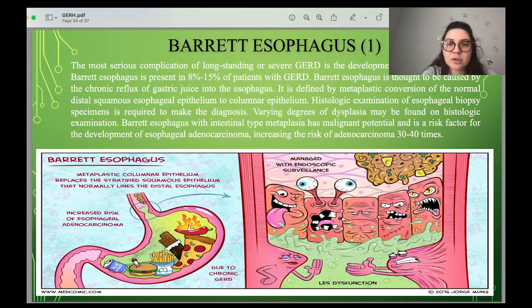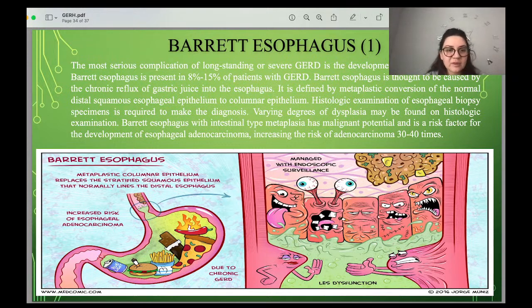Histologic examination of an esophageal biopsy specimen is required to make a diagnosis. Varying degrees of dysplasia may be found on histologic examination. Barrett esophagus with intestinal type of metaplasia has malignant potential and is a risk factor for development of esophageal adenocarcinoma, increasing the risk of adenocarcinoma 30-40 times. Such a dangerous complication.